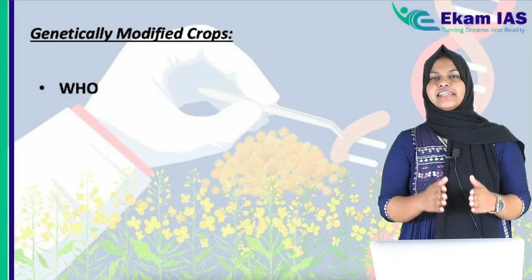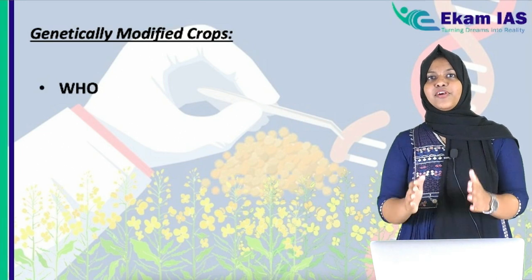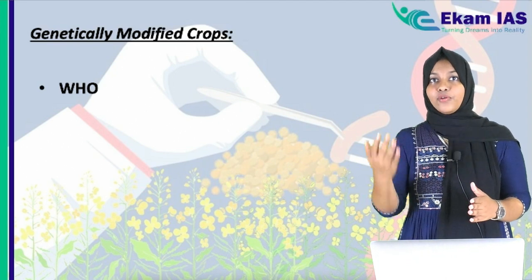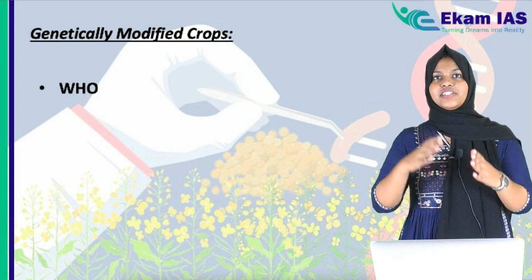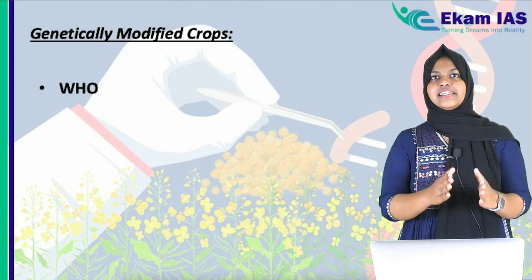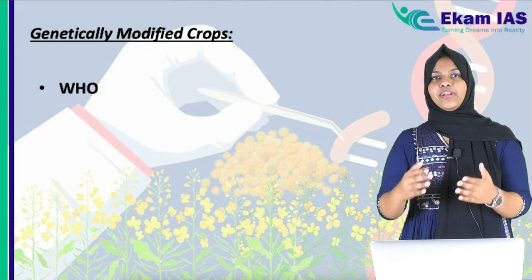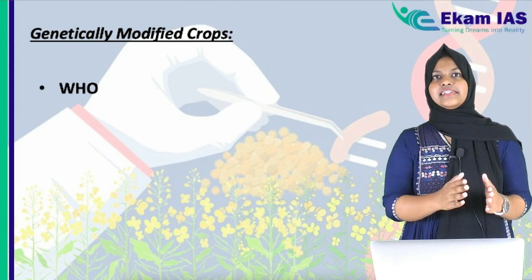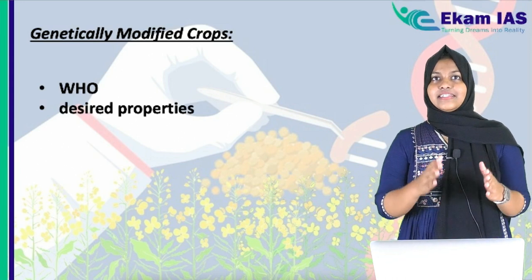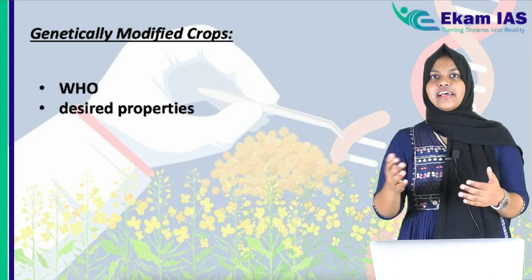So what are genetically modified crops? According to the World Health Organization, genetically modified organisms are organisms in which the genetic material is altered so that we get a new species which is not naturally found in our environment. So that is a genetically modified organism. And when such genetic alteration happens in a crop, then that is a genetically modified crop. In genetically modified crops, genes are artificially inserted from another species to get desired properties.